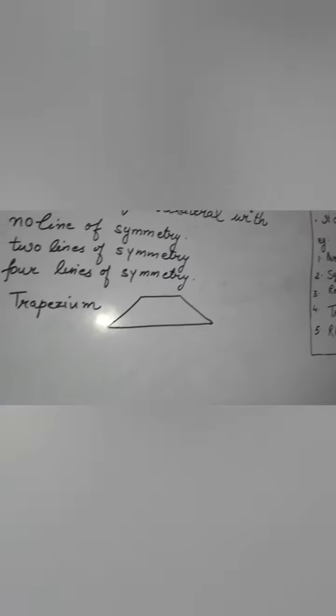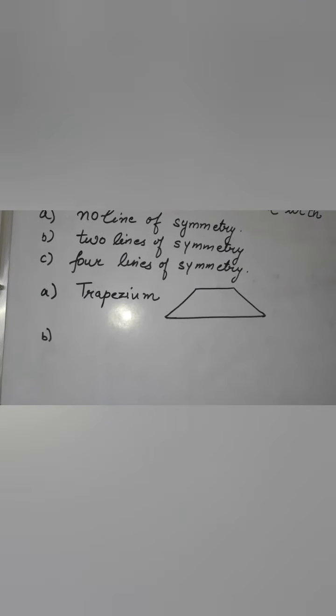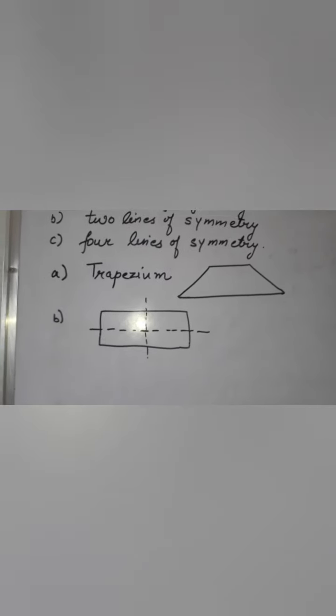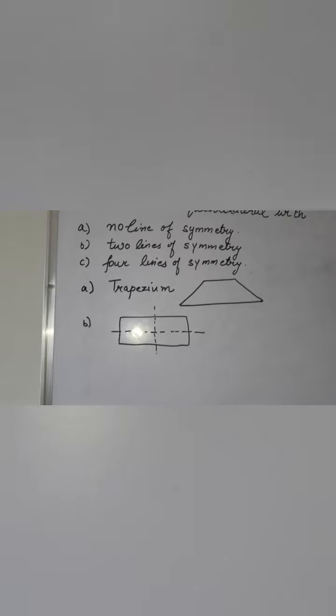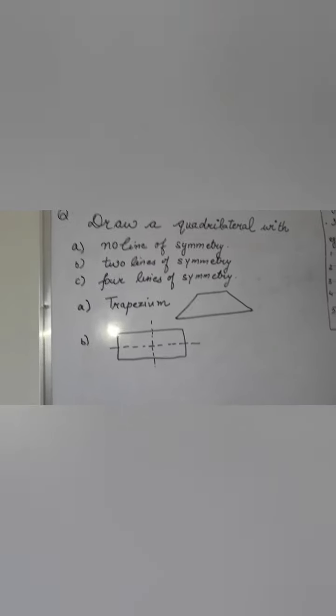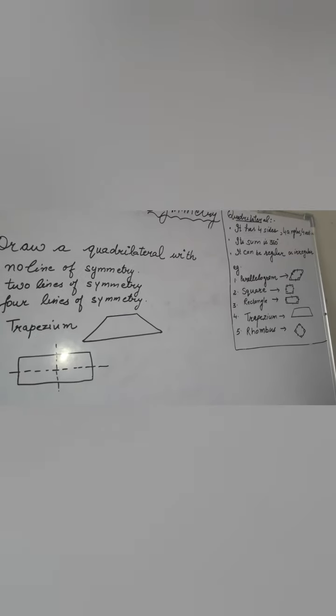Having no line of symmetry, first is trapezium. Having 2 lines of symmetry, I have already shown you that a rectangle has 2 lines of symmetry. So I will make a rectangle as my answer for the second part. And I have made the rectangle having 2 lines of symmetry, and third one is the 4 lines of symmetry. From these figures, which has 4 lines of symmetry? Yes, you are right. Square has 4 lines of symmetry.